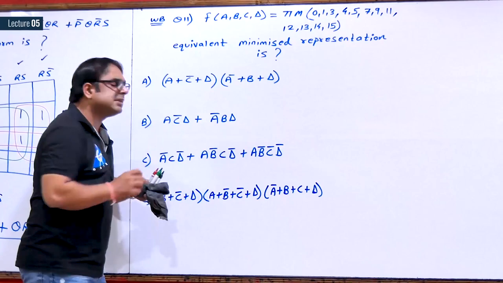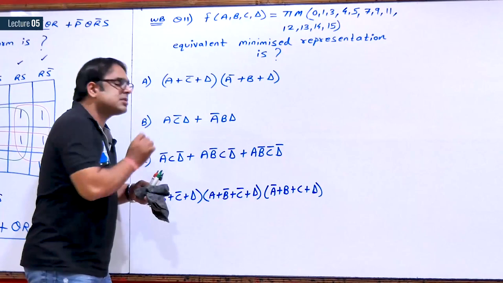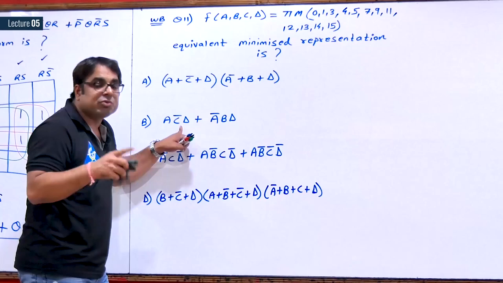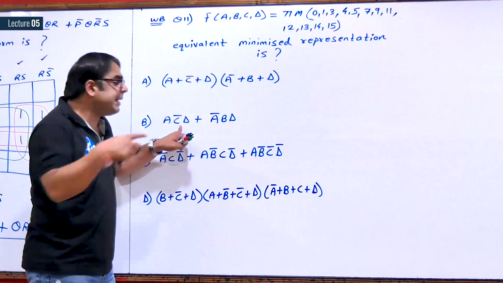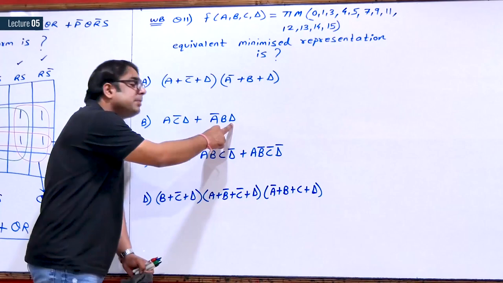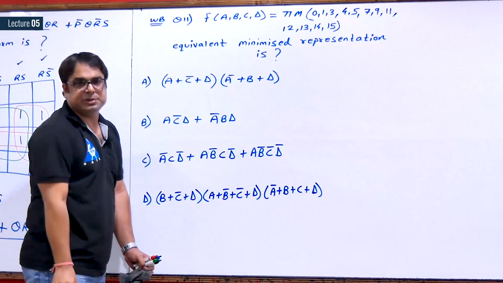How many min terms do you see in the first term? Tell me the number of min terms. Number of min terms is 2. Why? Because B is missing. You will introduce B as well as B complement. So the number of min terms in this single term is 2. Same way, the number of min terms in the second term is also 2, because C is missing, so you introduce C as well as C complement. So there are 4 min terms.